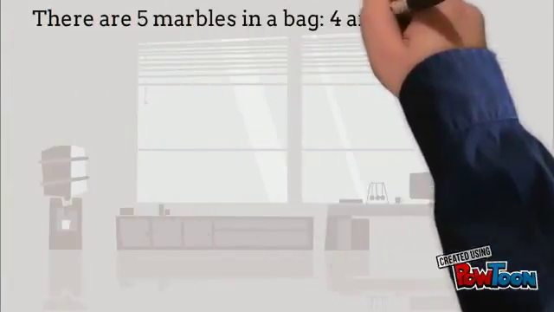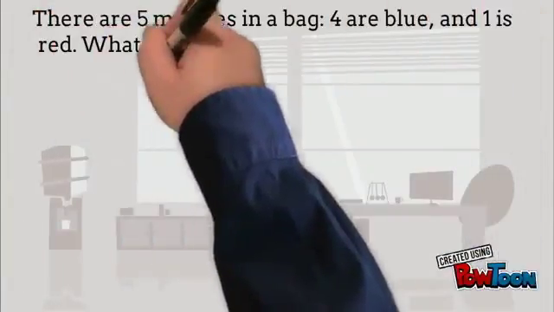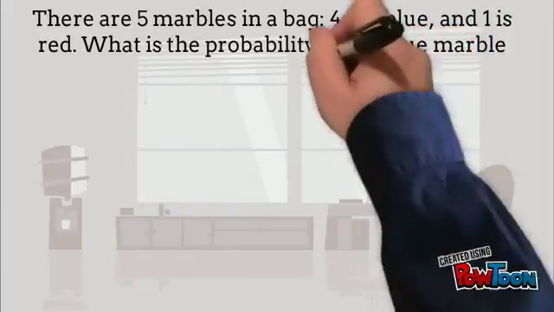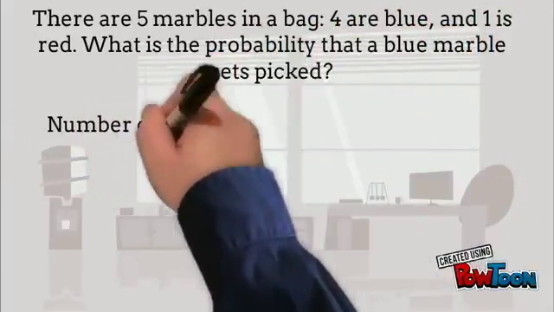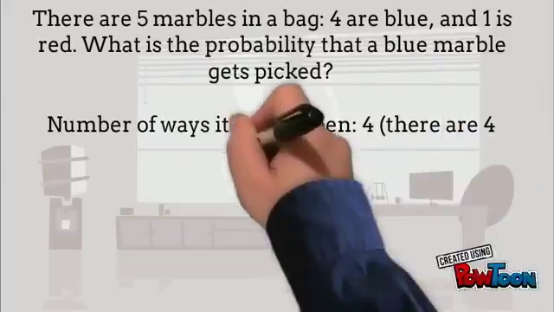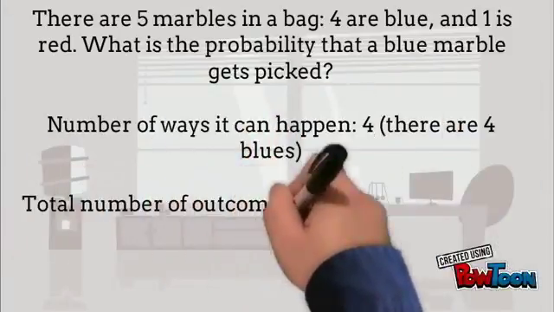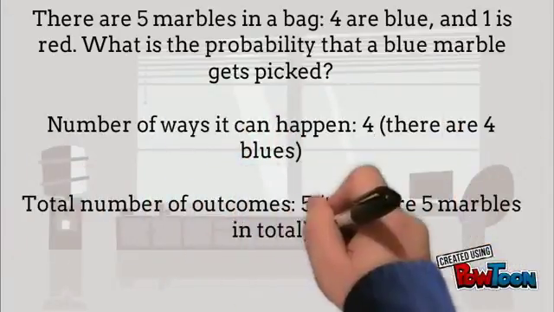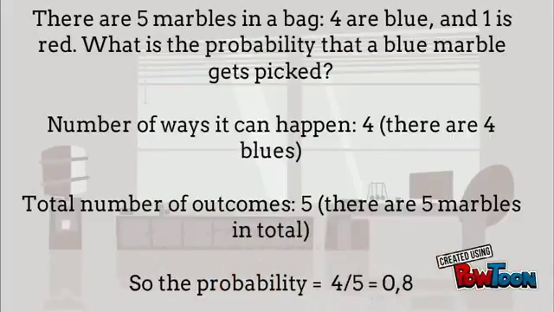There are 5 marbles in a bag. 4 are blue and 1 is red. What is the probability that a blue marble gets picked? Number of ways it can happen, 4. Total number of outcomes, 5. So the probability is 0.8.